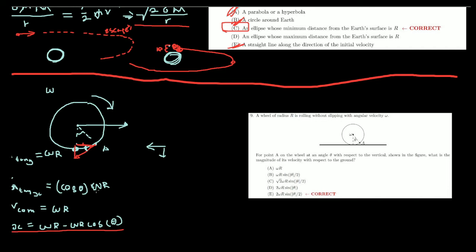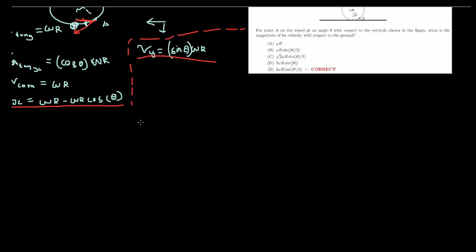Now for the vertical, the Vy, we can just do the same thing. You're trying to find this, and that's just going to be sine. So Vy is just going to be sine theta times omega r. Okay, so now all we have to do is find the magnitude.